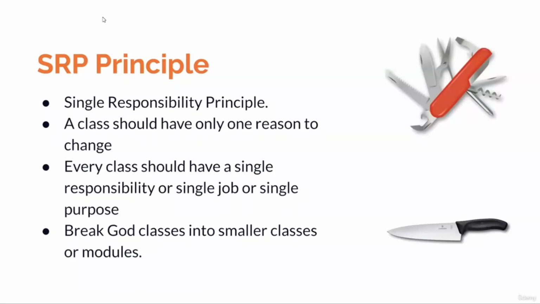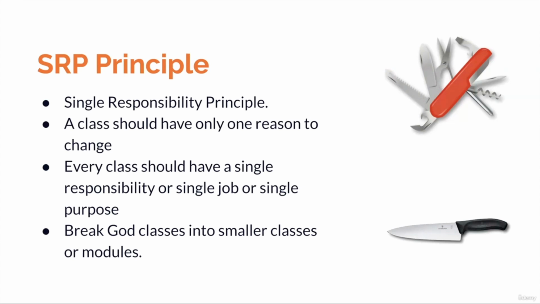So the first SOLID principle is SRP, the S letter in SOLID, right? That stands for SRP, which is the single responsibility principle. The single responsibility principle states that a class should have only one reason to change. A class will only change if a single thing is changing. If multiple things are changing, then multiple classes should change.